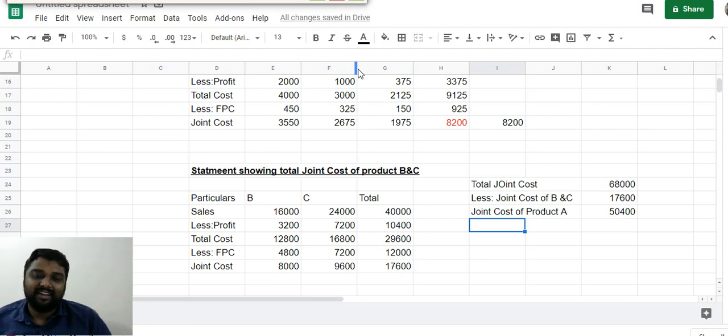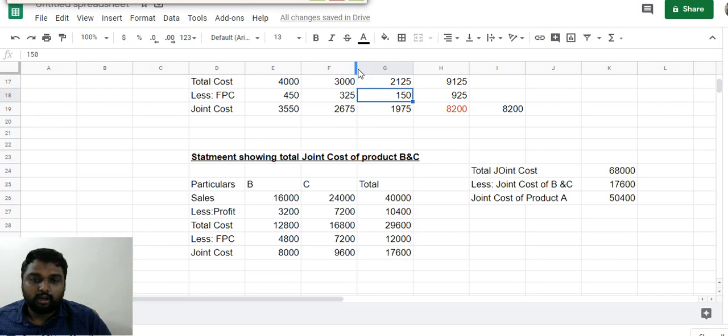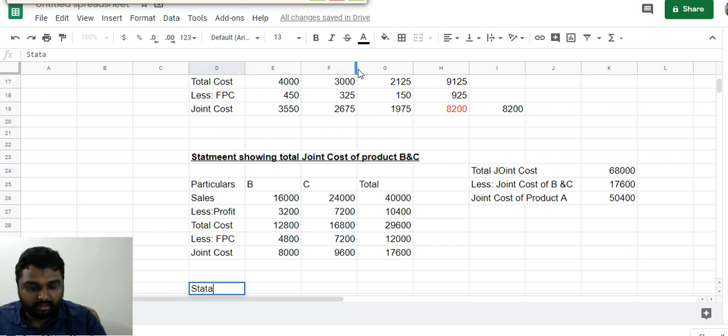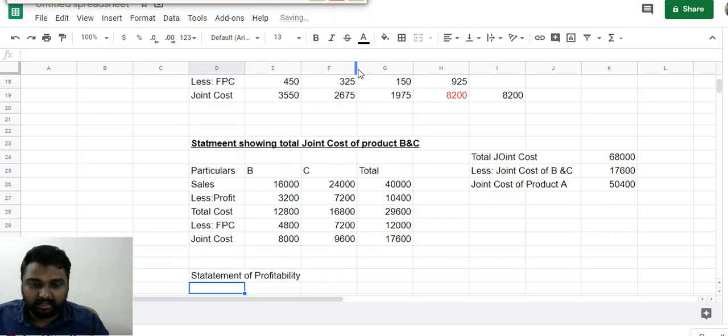Very simple. So the question is asking you for the profitability statement. Profitability statement is nothing but sales minus cost. So, statement of profitability.